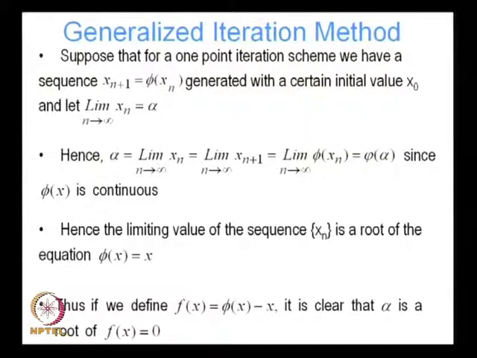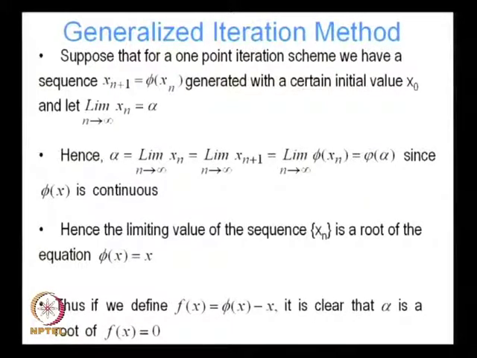But once we write it as the limit of x n plus 1 as n goes to infinity, we can write it as the limit of phi of x n as n goes to infinity, since our iterative scheme says that x n plus 1 is equal to phi of x n. And since phi is continuous, as x n goes to alpha, phi of x n will also go to phi of alpha, which is not necessarily true if the function phi is not continuous. Hence, the limiting value of the sequence x n is a root of the equation phi of x is equal to x.